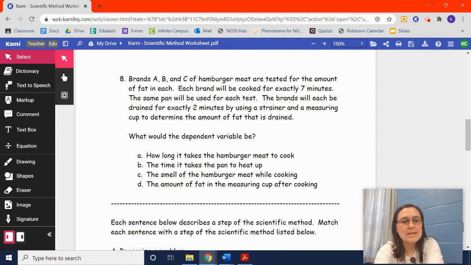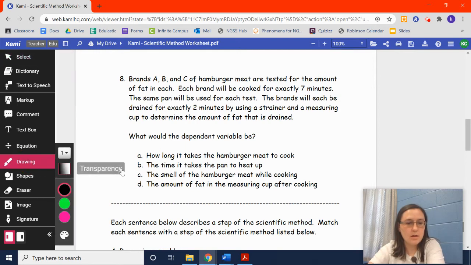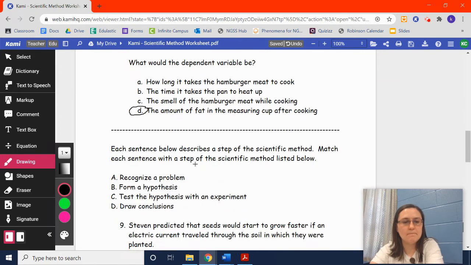So it has to be D, the amount of fat in the measuring cup after cooking, and that is the right answer. The reason that's the right answer is that is what is measured, because it tells you here the dependent variable is the result. And it tells you they're tested for the amount of fat in each, and you figure that out by using a strainer and a measuring cup to figure out how much fat was drained. So the correct answer is D.